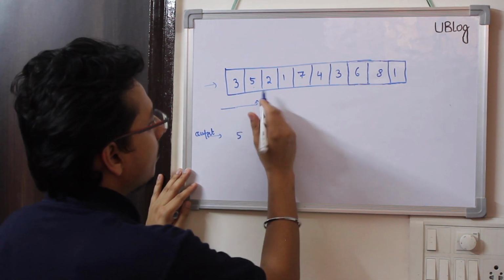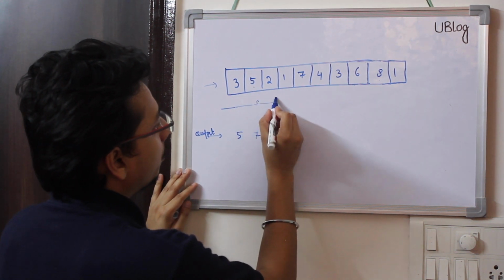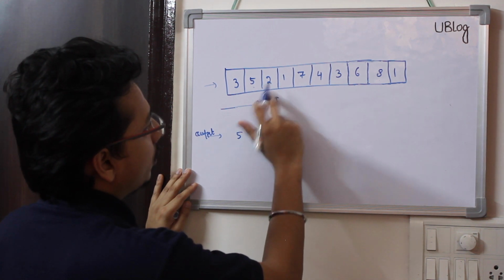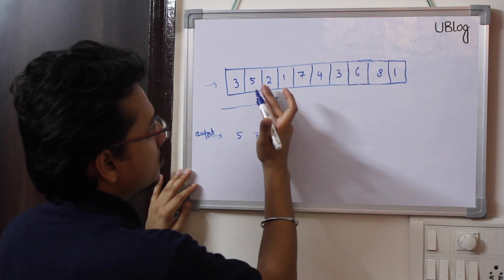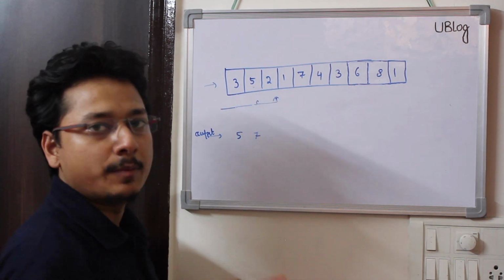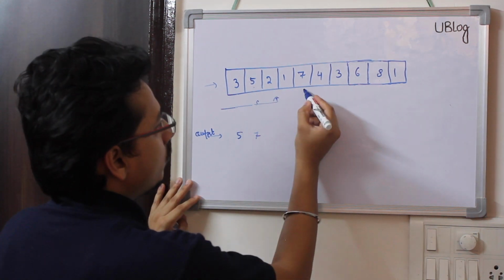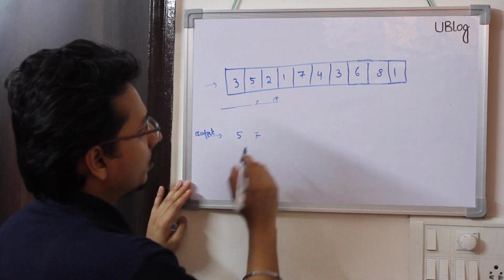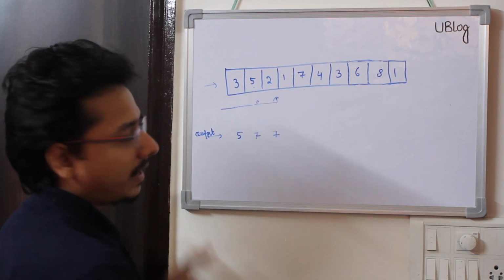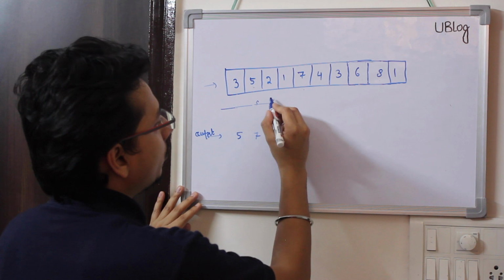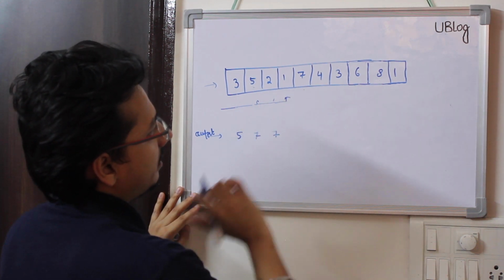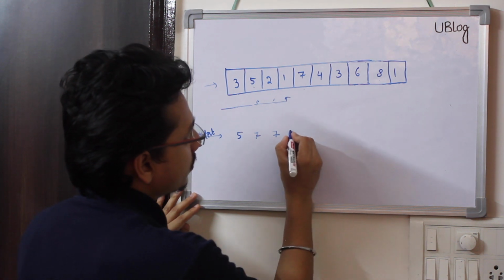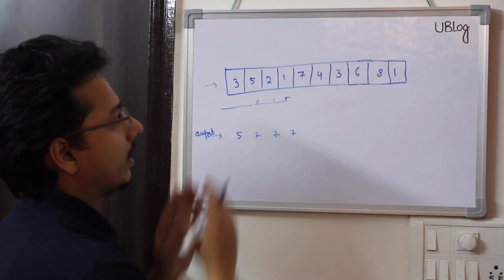Now I come to 2. For 2 I will be checking all the elements on the right hand side. I'll start with 1. 1 is not greater than 2, so 1 can't be the next greater element for 2. Next I come to 7. 7 is greater than 2. So for 2 also the next greater element is 7. Now I move to 1 and check elements on the right. Similarly 7 is greater than 1. So for 1 also the next greater element is 7.